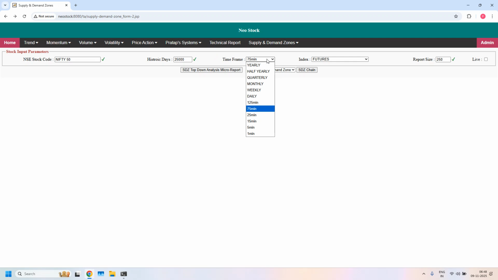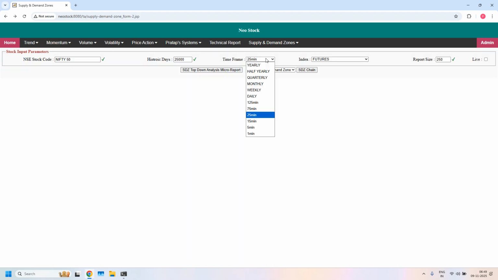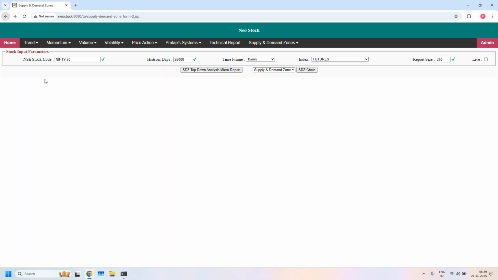Next, generating 25 minutes supply demand zone chain for NIFTY. Next, generating 15 minutes supply demand zone chain for NIFTY. Next, generating 5 minutes supply demand zone chain for NIFTY.